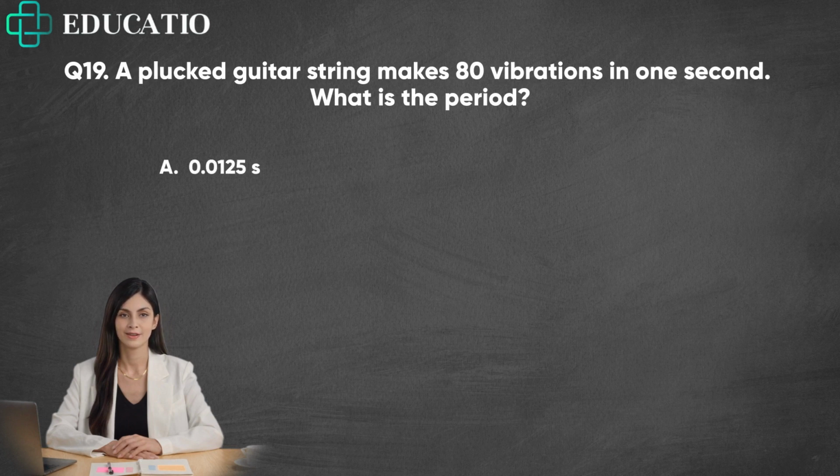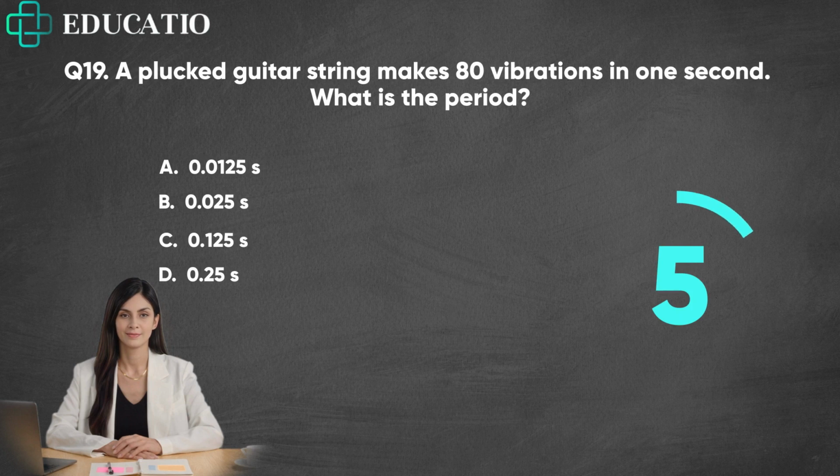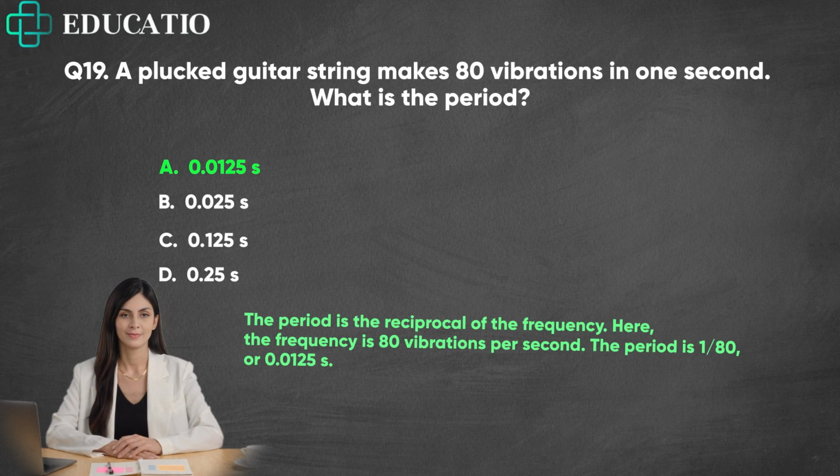A. 0.0125 s. B. 0.025 s. C. 0.125 s. D. 0.25 s. Answer. A. Explanation: the period is the reciprocal of the frequency. Here, the frequency is 80 vibrations per second. The period is 1/80th, or 0.0125 s.